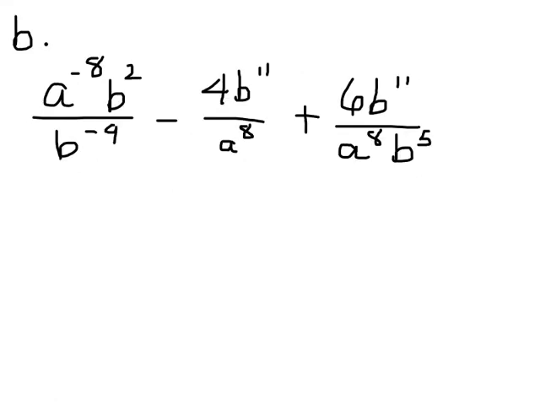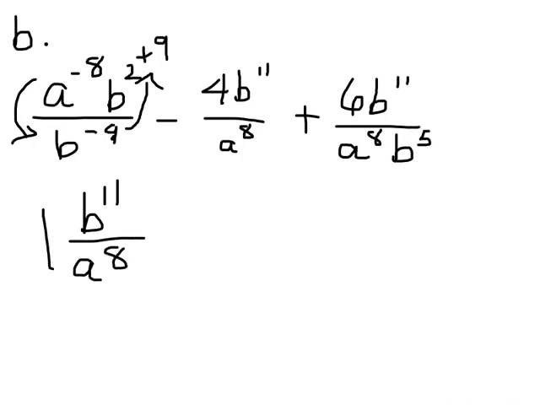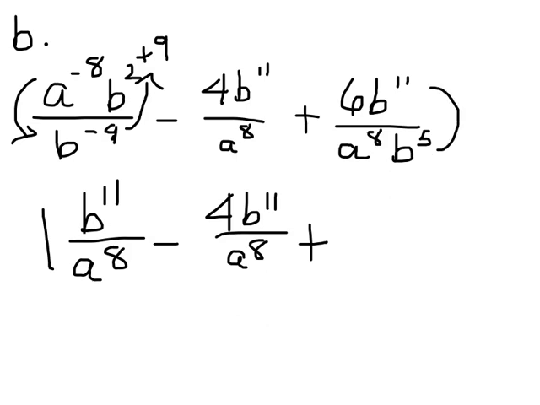All right, in B, if I bring this negative 9 up, it becomes positive 9. And that gives me b to the 11th. If I bring this a down, it becomes a to the 8th. Put a 1 in front of that, minus 4, b to the 11th, a to the 8th. Plus, now, here I've got a different term because I've got b to the 11th here and b to the 5th here. If I bring this 5 up, I'm going to subtract. It's going to be minus 5. So 11 minus 5 is 6b to the 6th over a to the 8th.